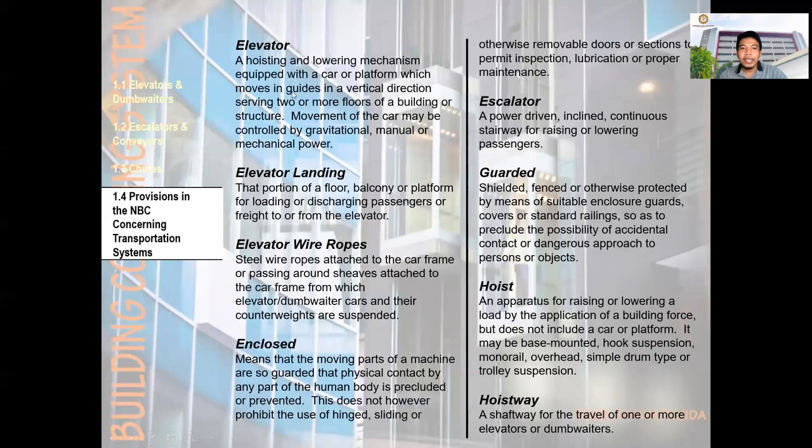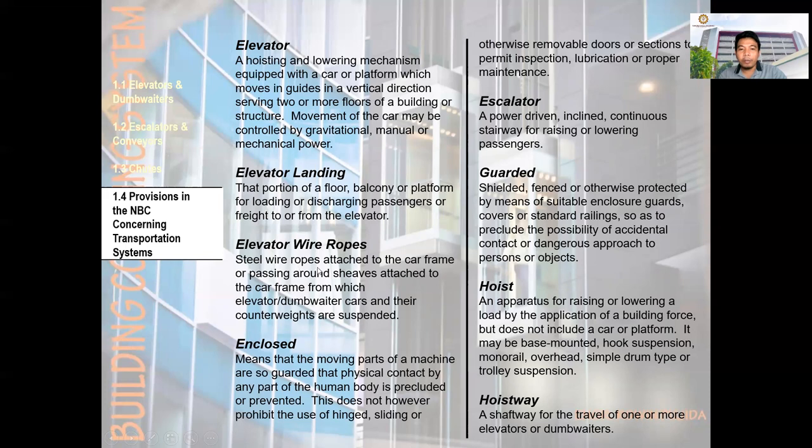Okay. Next, we have the elevator. So a hoisting and lowering mechanism equipped with a car or platform which moves in guides in a vertical direction serving two or more floors of a building or structure. Moving of the car may be controlled by gravitational, manual, or mechanical power. Next, we have the elevator landing. So the portion of a floor, balcony, or platform for loading or discharging passengers or freight to or from the elevator.